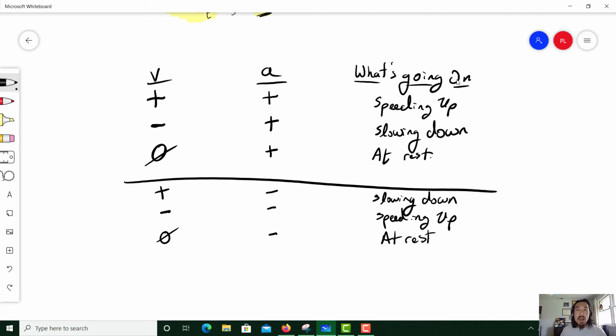Okay. In the next video, I'm going to go into the graphs of position versus time, velocity versus time, and acceleration versus time. So we're going to try to wrap everything all up in a beautiful little package.